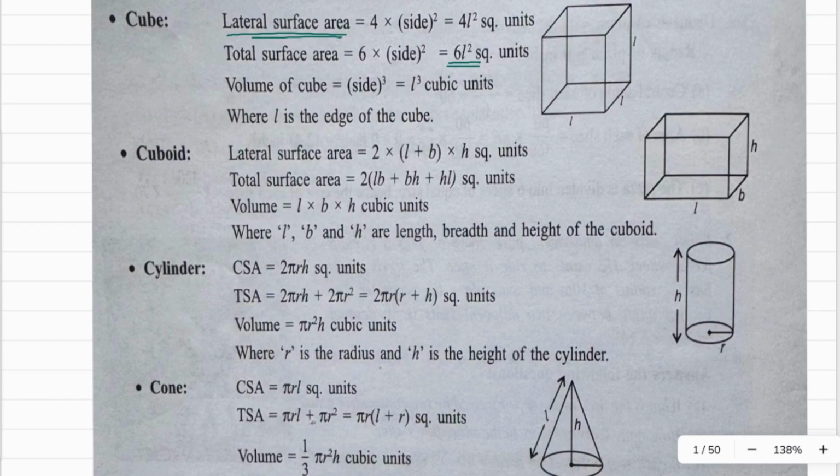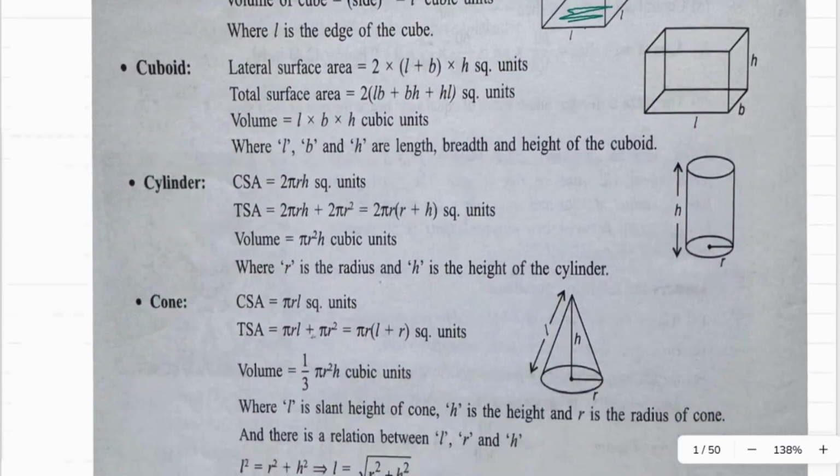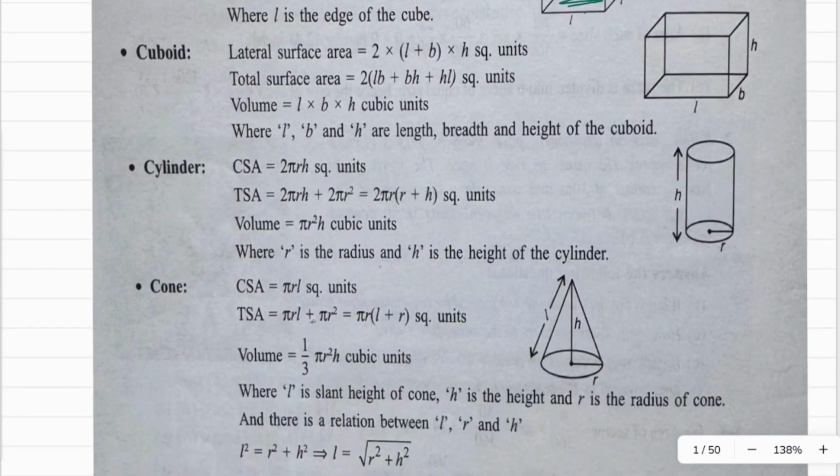Similarly, total surface area means what? Along with the LSA, when you add the other two surface areas, that means this surface as well as this surface, we get the TSA, that is total surface area. Then comes the cuboid. A matchbox is an example for a cuboid. In the cuboid, the lateral surface area is equal to 2 into (L plus B) into H. And total surface area is equal to 2 into (LB plus BH plus LH).